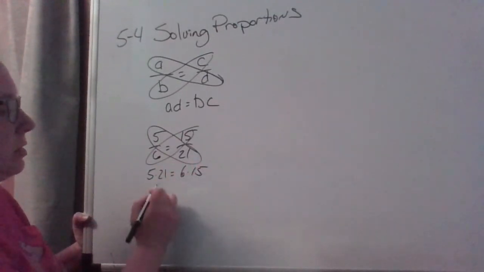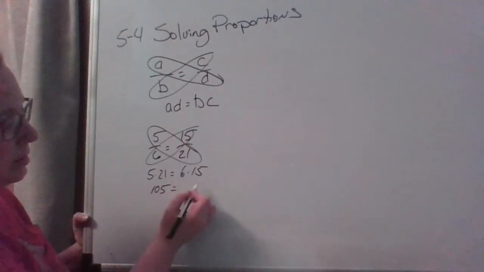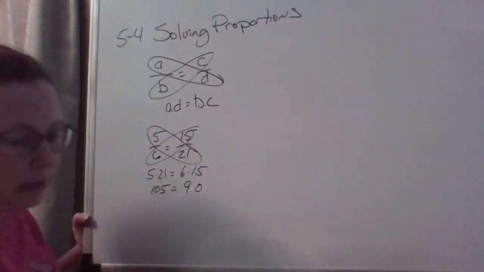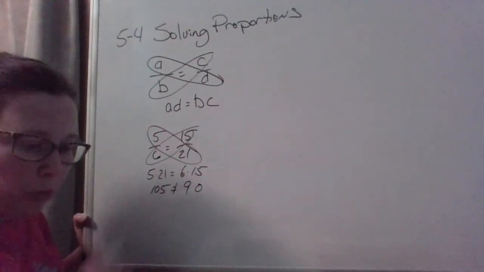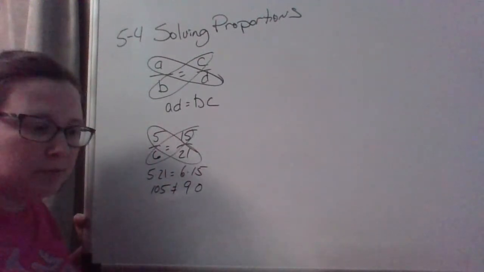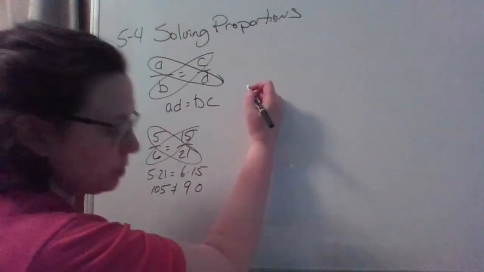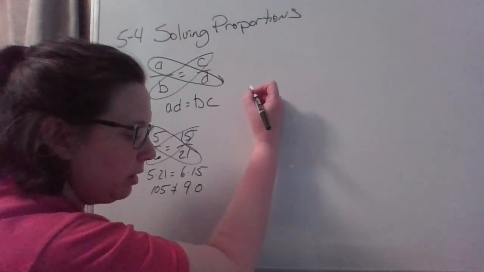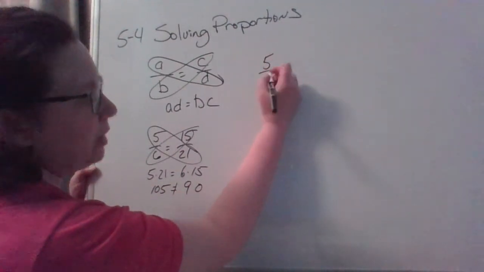So we're going to take 6 times 21 and get 105. If I take 6 times 15, that equals 90. So that again shows that these are not proportional. Sometimes, based on whatever numbers you have, it's easier to do this cross multiplication to see if your numbers are proportional. The next problem is talking about making paint.